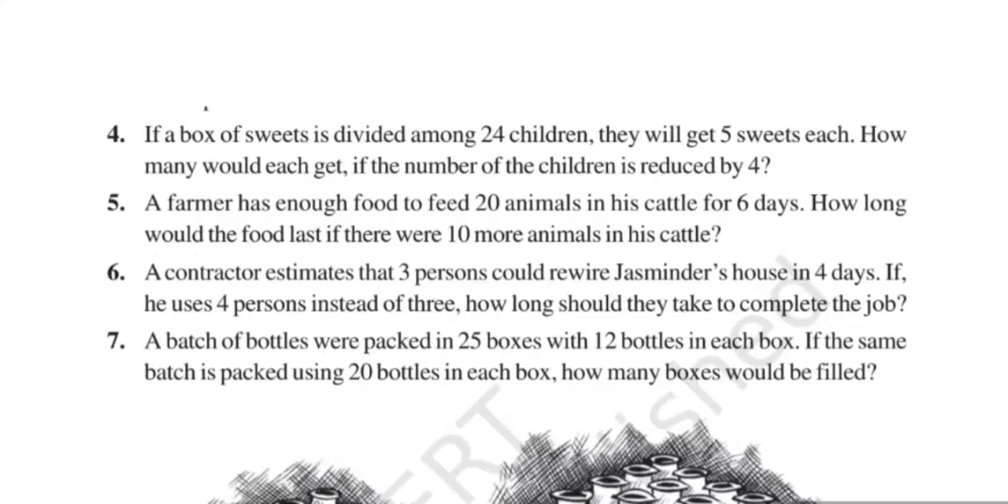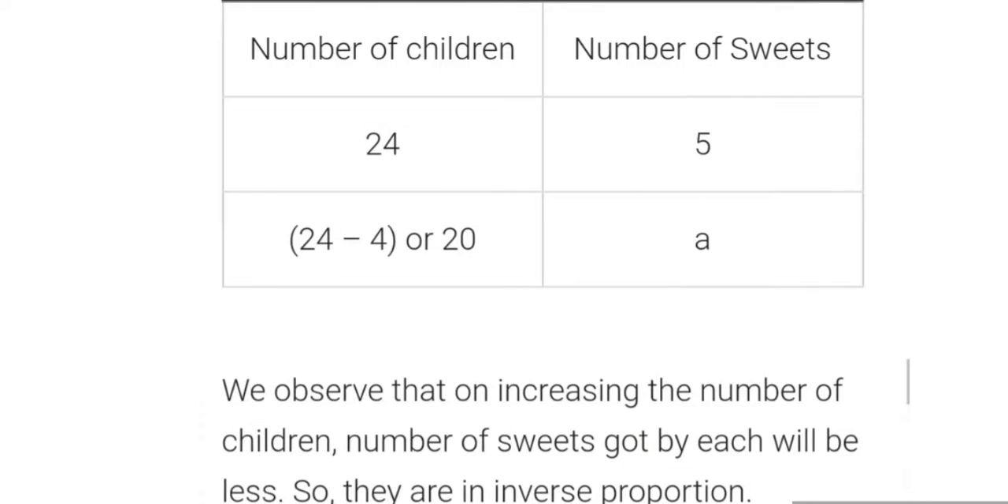Now see question number 4. If a box of sweets is divided among 24 children, they will get 5 sweets each. How many would each get if the number of children is reduced by 4? So first make the table. The number of children is 24, so each can get 5 sweets. And if the number of children is reduced, which means 4 will be reduced, it will become 24 minus 4, which means 20.